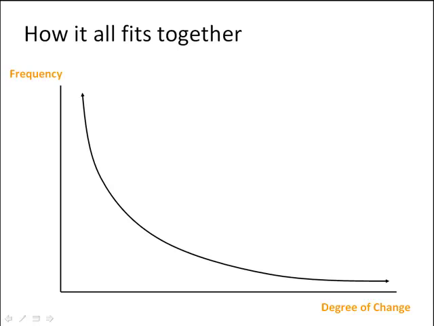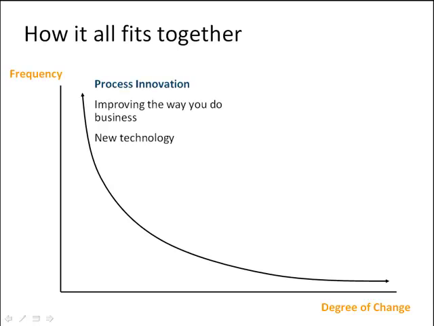Finally, let's look at how these different types of innovation fit together. What we've got here is an innovation curve. On the vertical axis we have frequency that the types of innovation happen, and on the horizontal axis we look at the degree of change that those different types of innovation mean. So first of all, we've got the process innovation. So within a business or within an industry, you want process innovation happening all the time because it only requires a small amount of change.